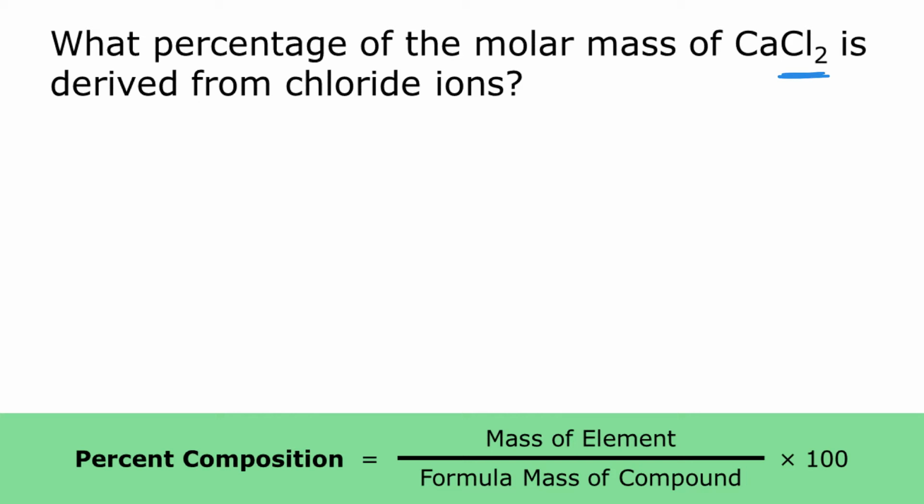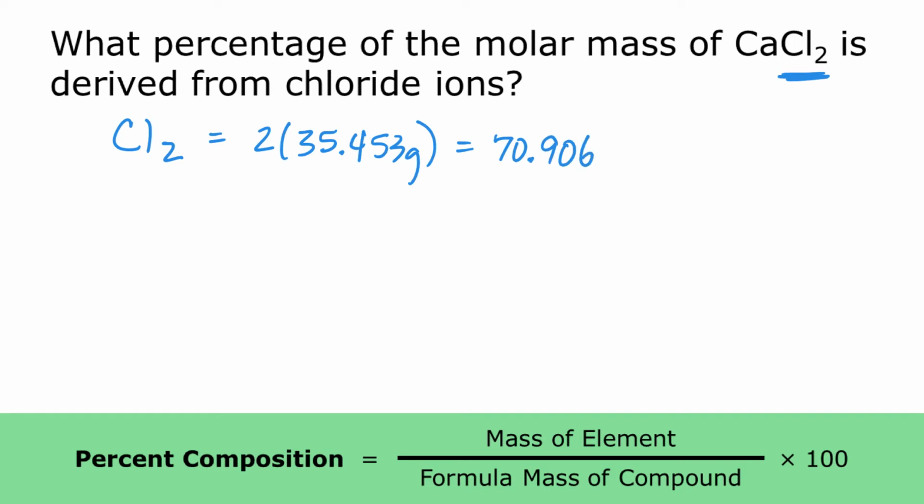And so we're going to start by figuring out the mass of the element. And you can see that we have 2 chloride ions. So I'm going to figure out the mass of Cl2, and that is 2 times the mass of chlorine, which is 70.906 grams. And now I need to figure out the formula mass, and this is the same thing as the molar mass, the mass of 1 mole of calcium chloride.